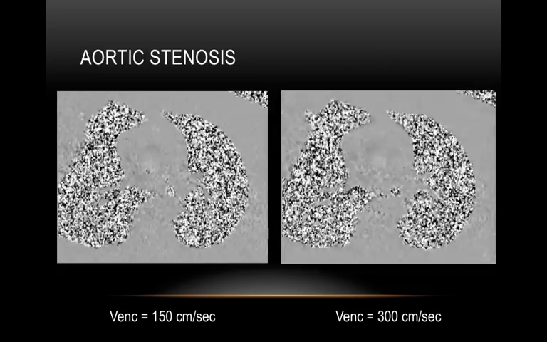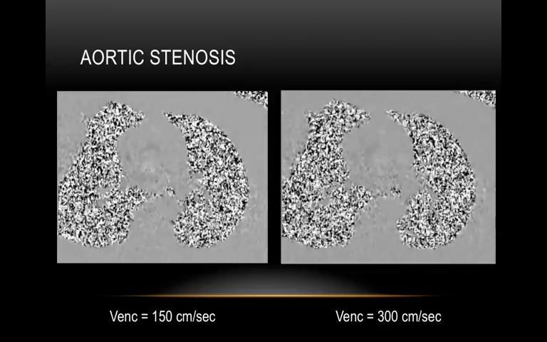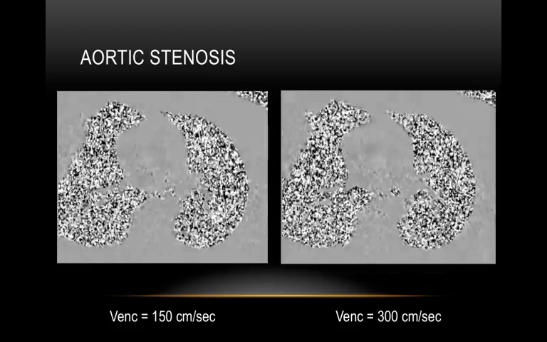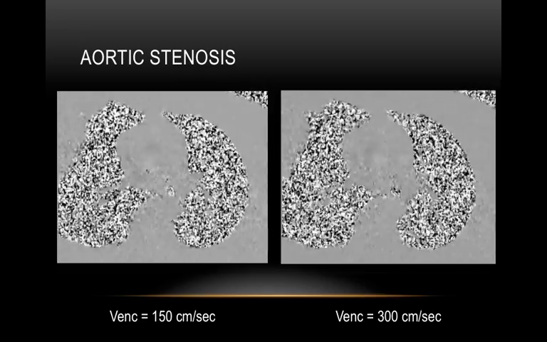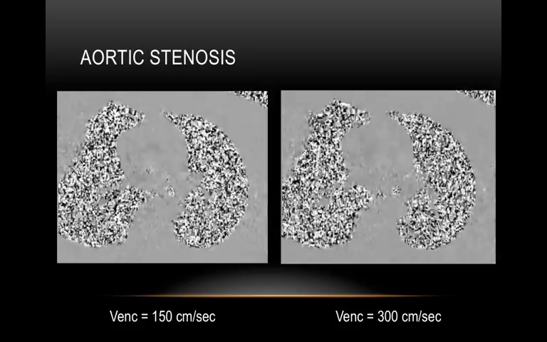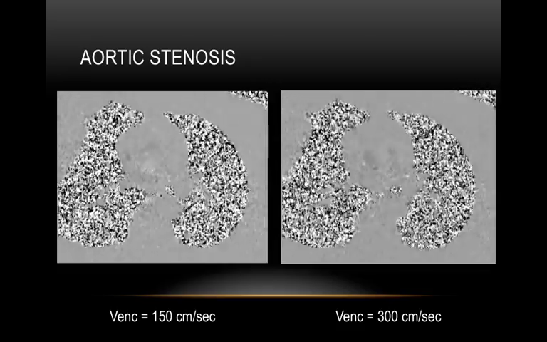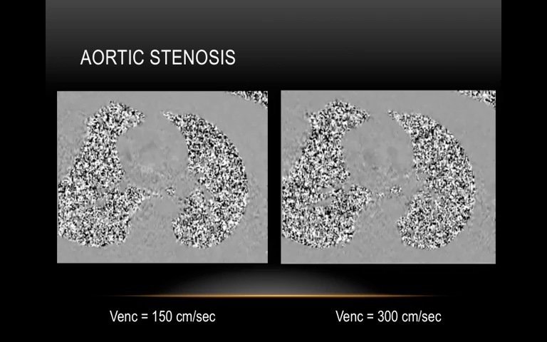In this situation, what you can see in the images with the velocity encoding of 150 centimeters per second is that there's black in the middle of white. That tells us we have aliasing, which we talked about earlier. So if we increase our velocity encoding value to 300 centimeters per second, 3 meters per second, then we end up with just white as the blood flows out of the aortic valve, and we don't have that aliasing secondary to a velocity encoding value which is too low.